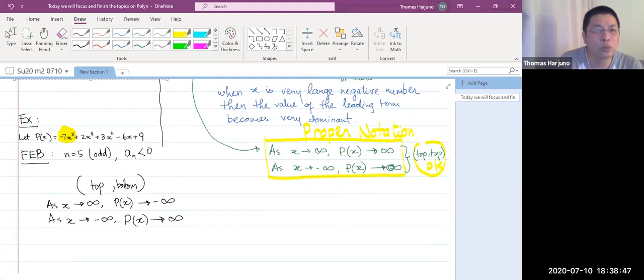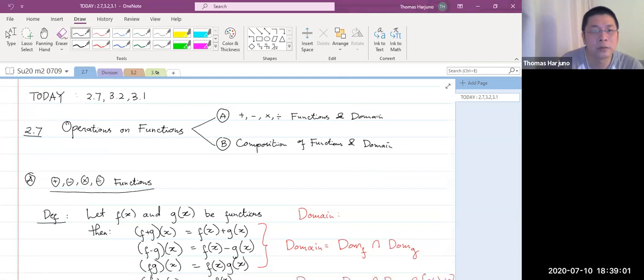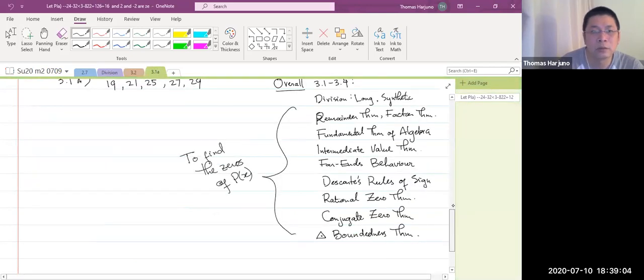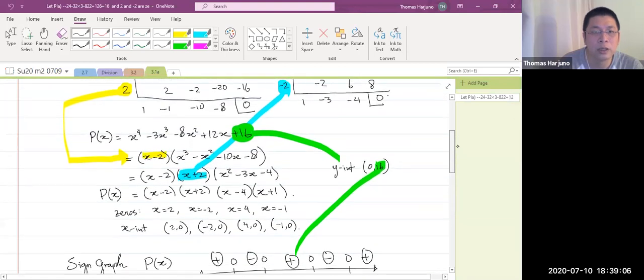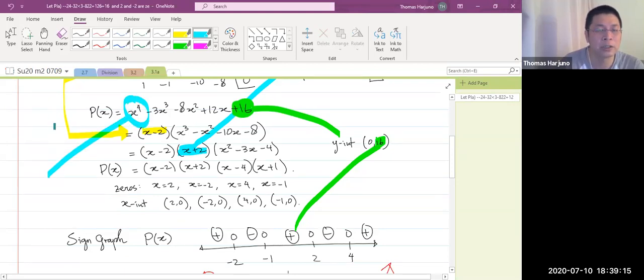You can try to match with what we learned yesterday. Let me show you the graph that we had yesterday. This one here. You see, this is degree 4 with leading coefficient positive. Now, according to our theory just now, on the left-hand side, it will be positive infinity. On the right-hand side, it will also be positive infinity.